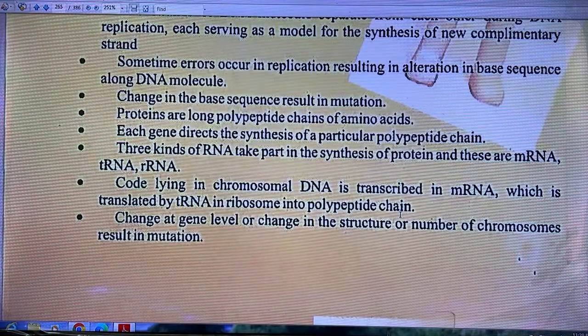Proteins are long polypeptide chains of amino acids. Each gene directs the synthesis of a particular polypeptide chain. Three kinds of RNA take part in synthesis of protein, and these are messenger RNA, transfer RNA, and ribosomal RNA. The code lying in chromosomal DNA is transcribed into messenger RNA, which is translated by transfer RNA in the ribosome into a polypeptide chain. Change at the gene level or change in structure or number of chromosomes results in mutation.